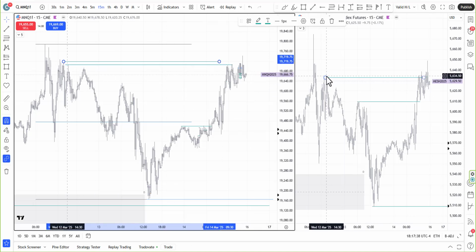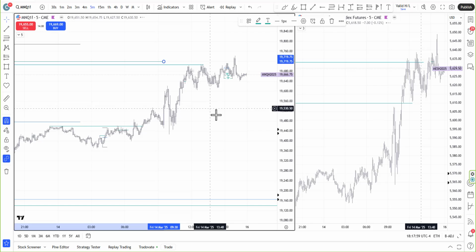So ES, we reached the highs. We tagged them once, twice, and then we have this cluster here. And for NQ, we also tagged these highs, but these highs were not tagged yet because they were lower and not relevant for ES anymore. But I was actually looking at this level. So I'm going to zoom in to the 5 minutes.